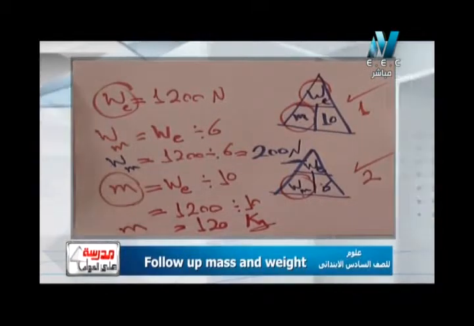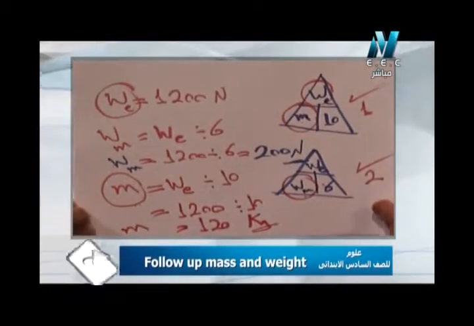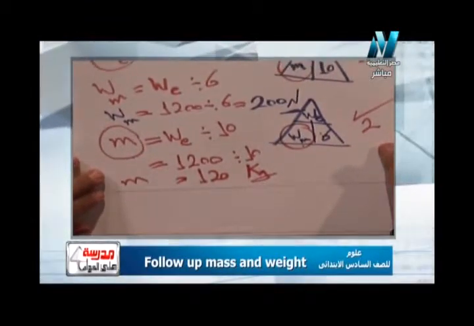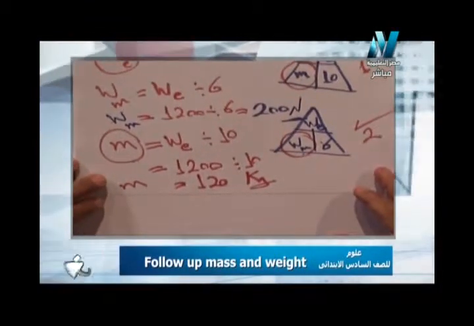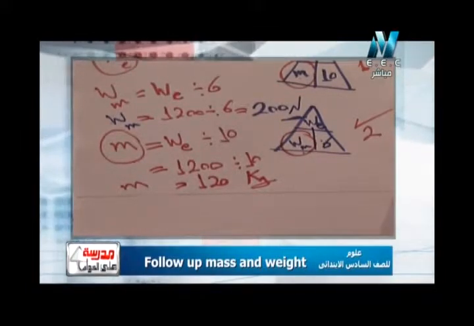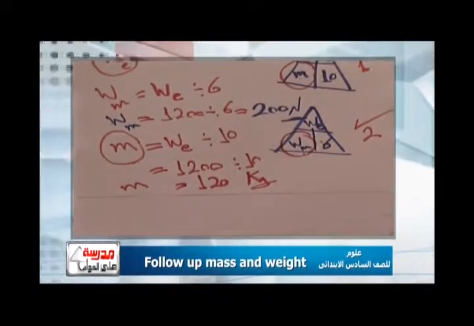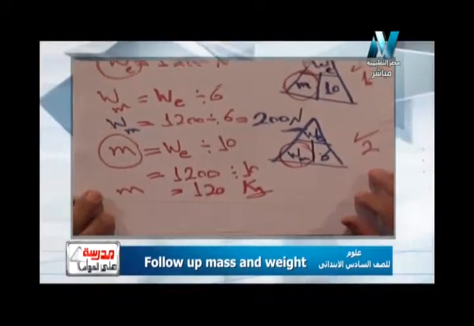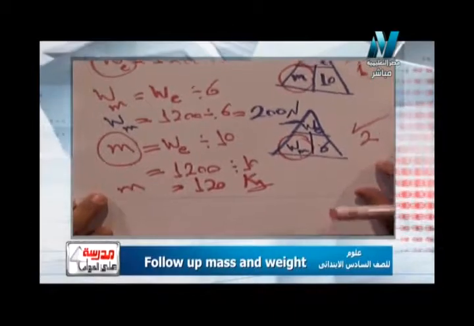So again I want mass. What about the last demand? I want the mass on the moon. It's a very easy demand, but it's intelligent at the same time. Will I use the first law or the second law?